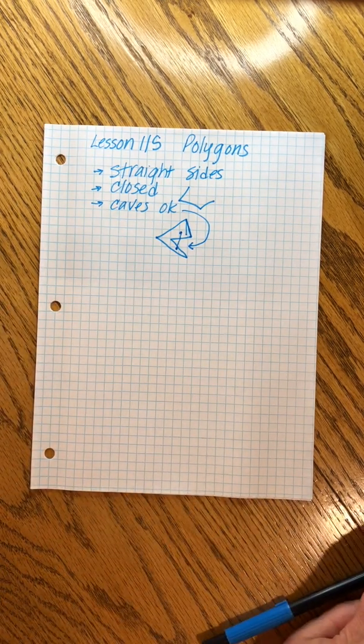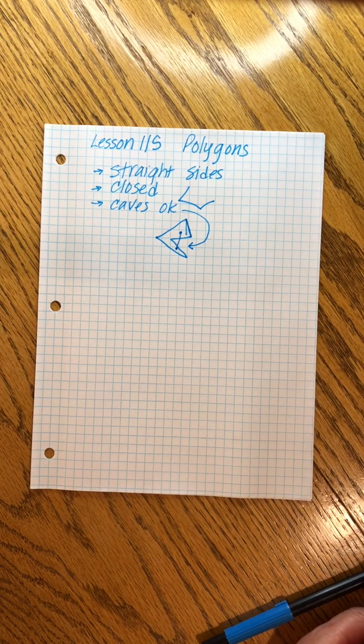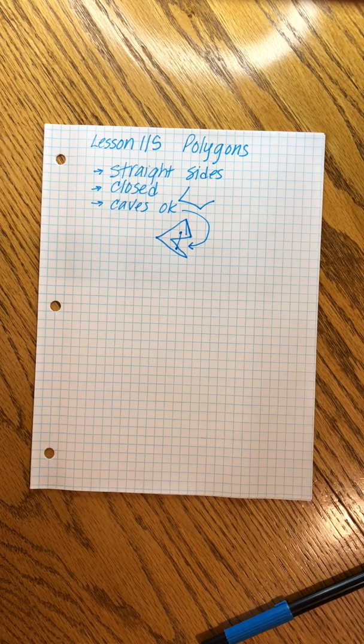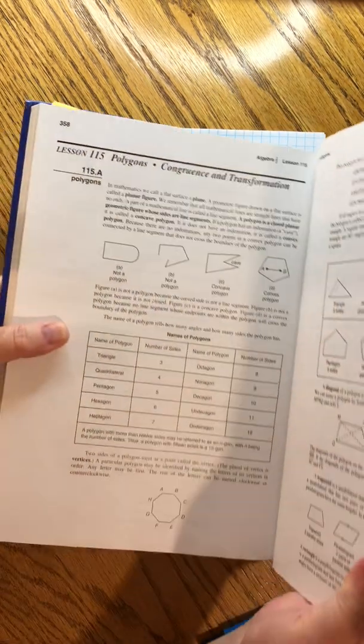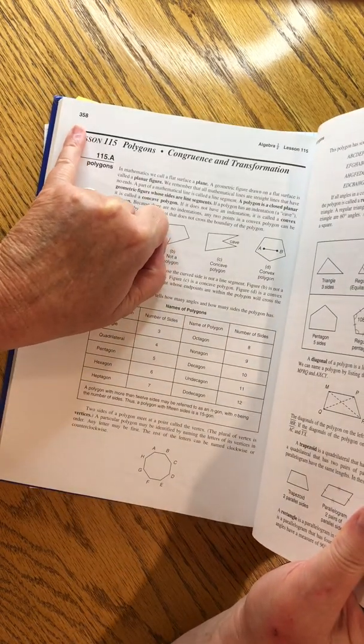Now, this is a lesson that's super useful if you have your book handy, because there are a lot of tables and charts in the lesson that we don't want to take the time to copy. So if your book is handy, grab it. If your book is not handy, write down this page number because you're going to want to remember it and use it during the homework. Page number is 358, right up there.